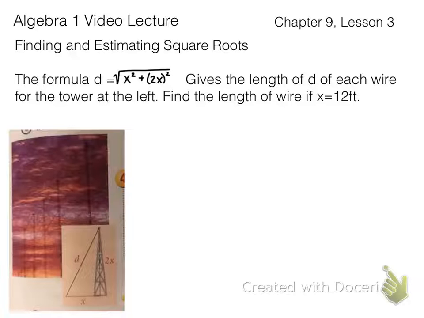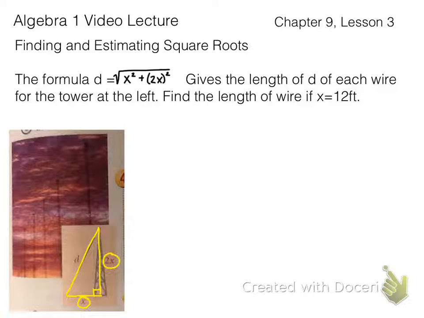All right, so. The formula d equals the square root of x squared plus 2x squared gives the length d of each wire for the tower at the left. Find the length of the wire if x is 12. Okay, so basically we have this structure, and it forms a triangle, right? It forms a triangle right there. And we know that the height of the triangle is twice the length of the base of the triangle. And we basically want to find the hypotenuse.